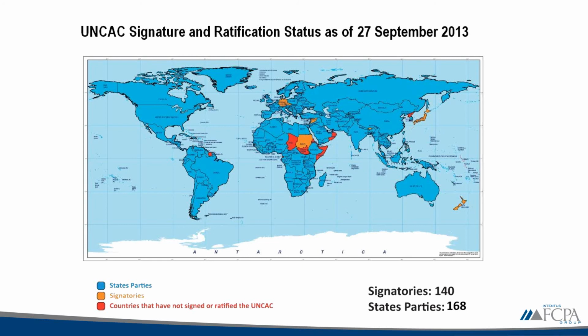The United Nations Convention Against Corruption signature and ratification status as of September 27, 2013 looks like this. The blue countries are countries that have ratified. They are state parties. The orange countries are countries that have only signed the Convention. The red countries are countries that have neither signed nor ratified. Usually they come around.